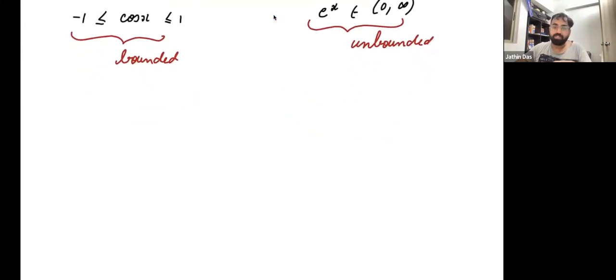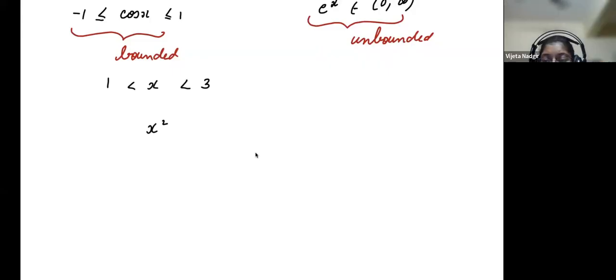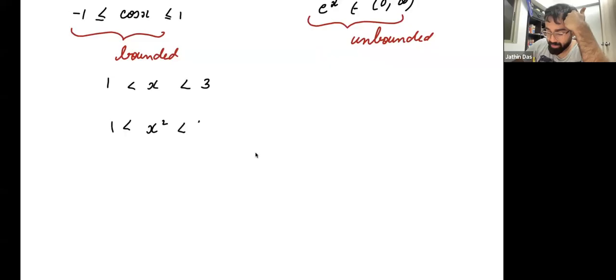Okay. So first thing, before going into that, the basic things. I'm giving x is between 1 and 3. Listen carefully. Tell me the range of x square. 1 and 9. Both are not included. Okay? This is clear.